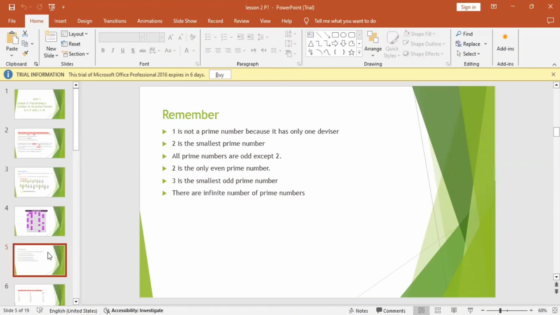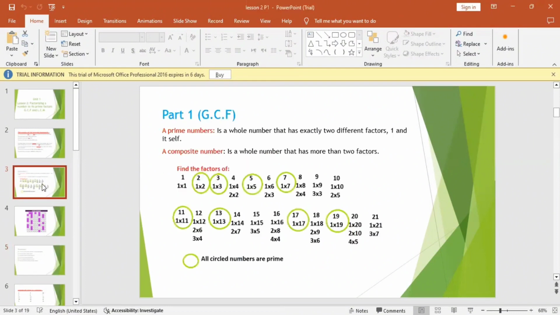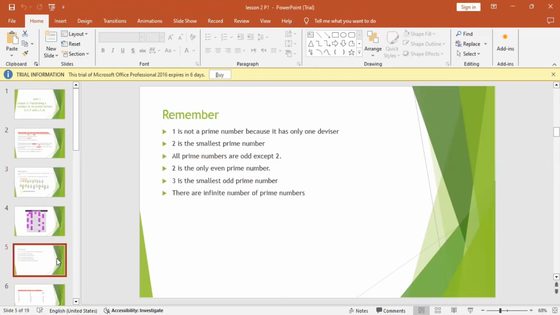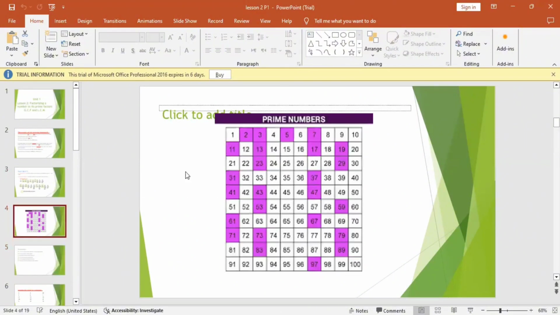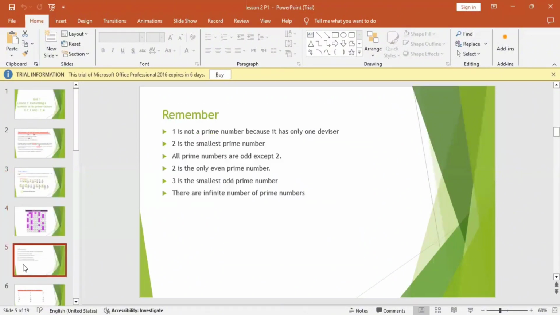Next, 2 is the smallest prime number. Next, all the prime numbers are odd except 2. Let's see here: 3, 5, 7, 11, 13, 17, 19, 57, 67, 89, 97. All of these are odd numbers except 2. So all prime numbers are odd except 2.